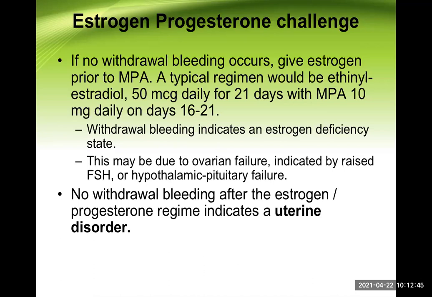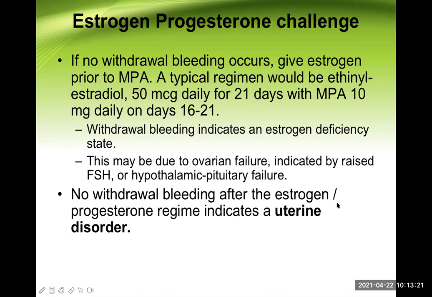Remember, this is a case of amenorrhea. In amenorrhea there is no menstruation normally. That's why this lady has come to us. So we are checking what is the cause of this amenorrhea. To find it out, we give estrogen first for 21 days, and in the later stage we give progesterone along with estrogen. So if the withdrawal bleeding occurs after the stoppage of this drug, that means yes, there was a deficiency of estrogen. That's why the proliferative endometrium can never develop. This is the conclusion. No withdrawal bleeding after the estrogen progesterone regime indicates a uterine disorder.